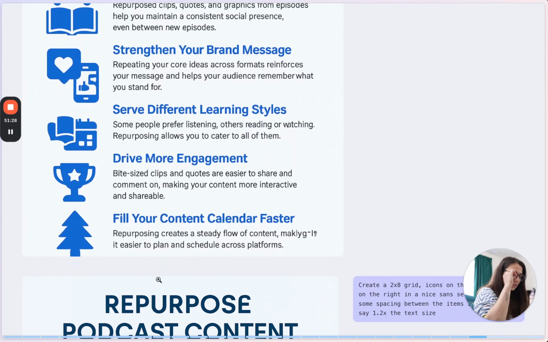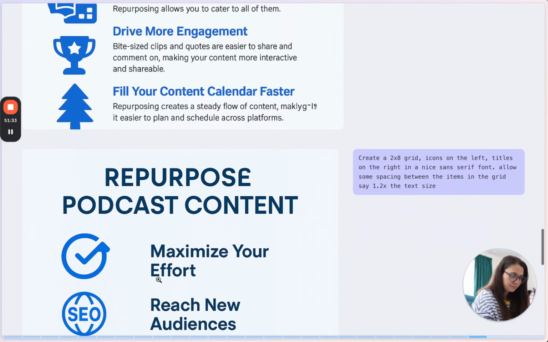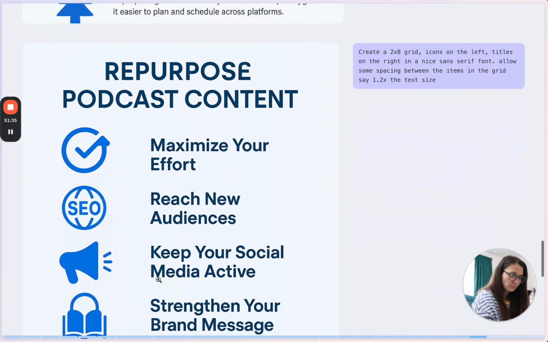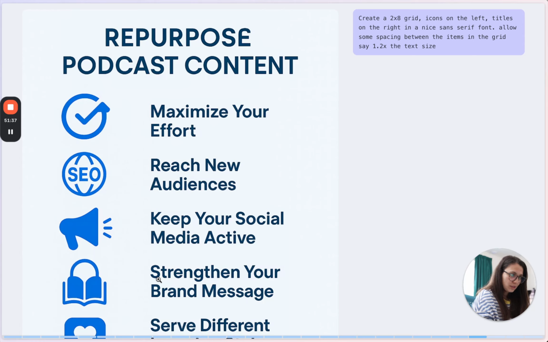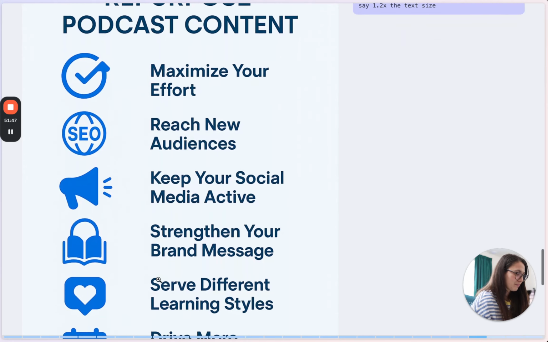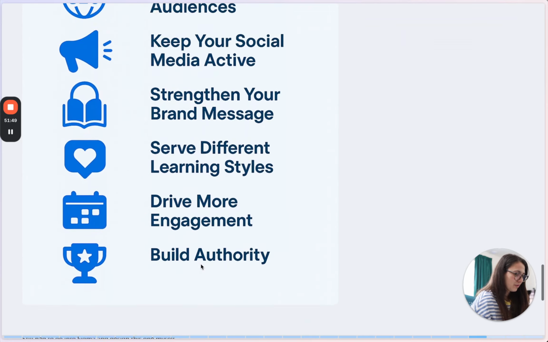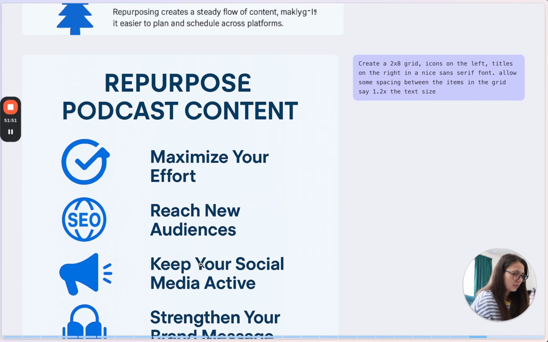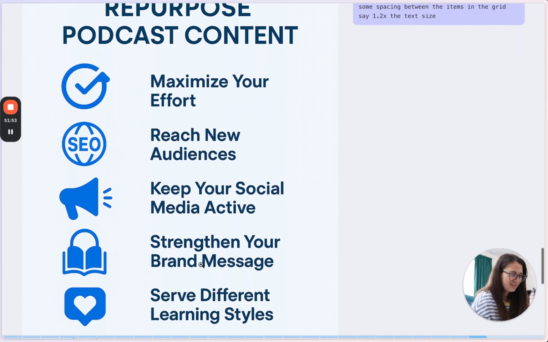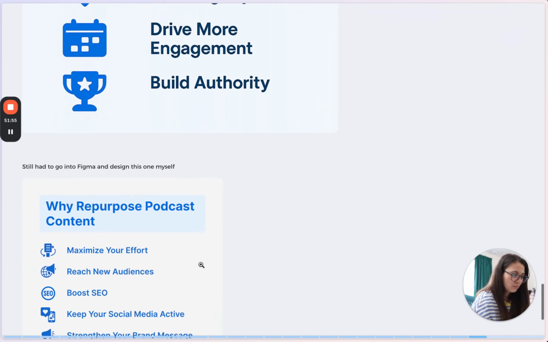But then I only wanted the titles, not the full text. And then my next prompt was create a 2x8 grid, and so on. So I just kept prodding it and prompting it to give me exactly what I wanted. And I think this one isn't bad. I think this was the kind of the best one. This is sort of what I wanted, what I was going for.